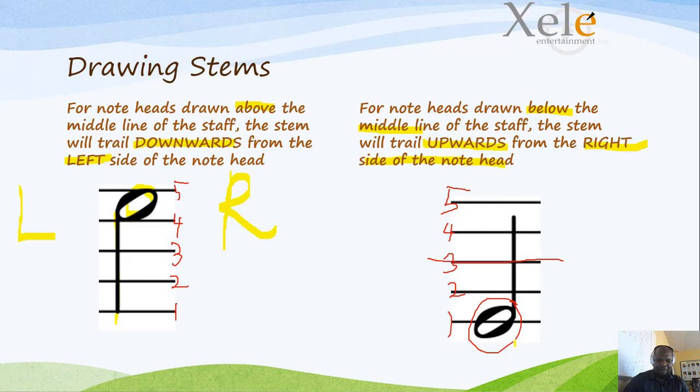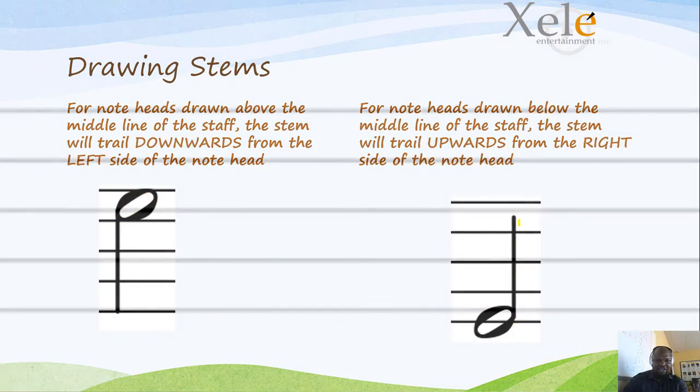Okay, so this time around my stem will go upwards. Remember, this is the left, this is right. It will go upwards from the right hand side. So it starts from here and begins to go upwards to touch line 3 and even go beyond line 3. In any case, whatever you find your note head, your stem must always touch line 3. Okay, so basically that's how we attach stems to note heads.